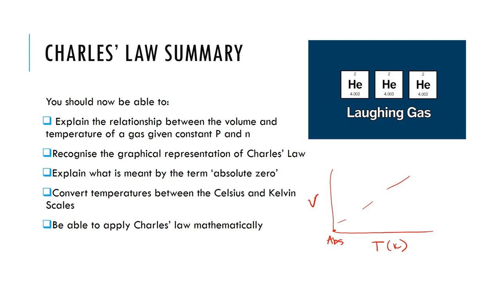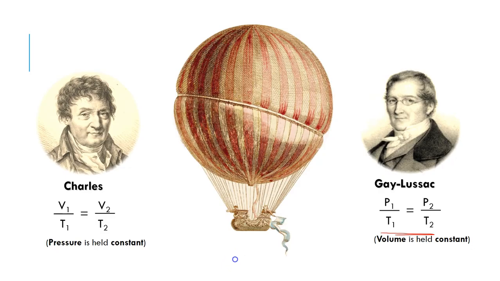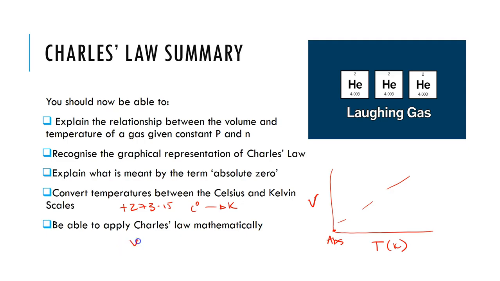Okay, being able to define the term absolute zero and converting between Celsius and Kelvin scales, adding 273.15 to go from Celsius to Kelvin, and then Charles's law mathematically, which is our V1 over T1 equals V2 over T2. Okay, and that's Charles's law. Only one more to go before we can put them all together and start heading towards our ideal gas law.